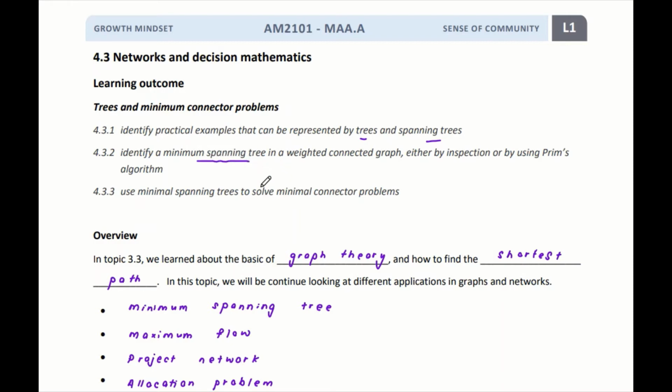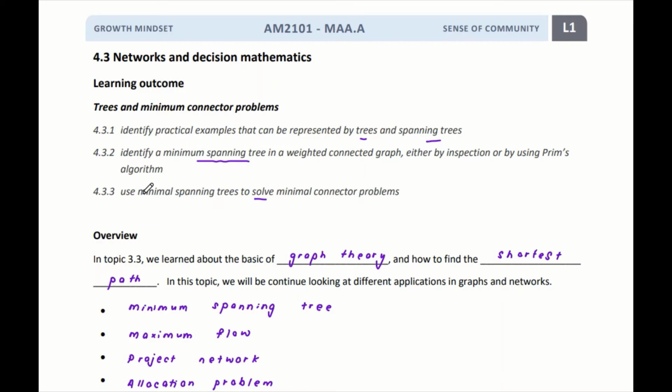All right, then last but not least, why you are learning this is because you want to use minimum spanning tree to help you to solve problems, right? So basically they are referring to the same thing, no matter you are talking about the second one or the third one. So the idea is you know how to find, then after that you will be able to apply it already.